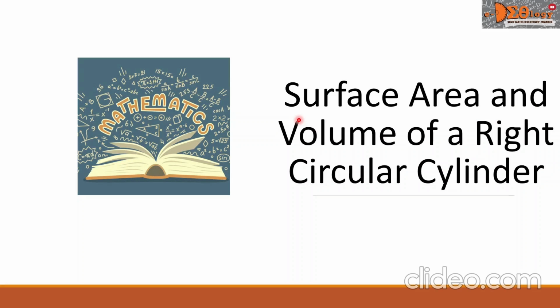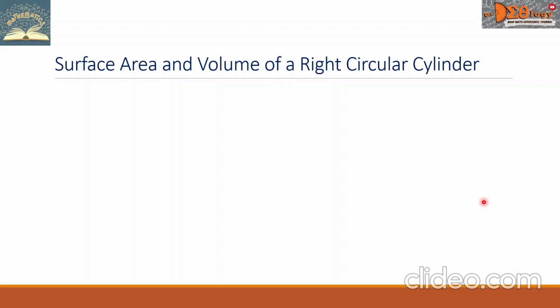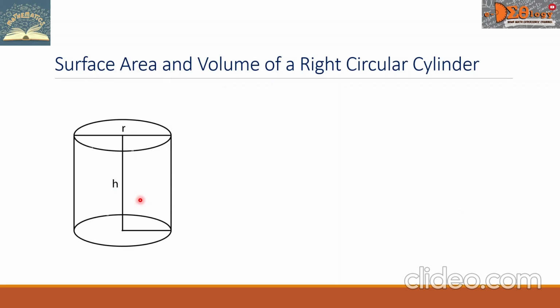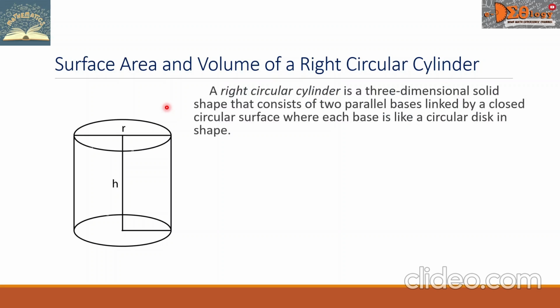Hi everyone. Today we're going to study surface area and volume of a right circular cylinder. This is a picture of a right circular cylinder. A right circular cylinder is a three-dimensional solid shape that consists of two parallel bases linked by a closed circular surface where each base is like a circular disc in shape.